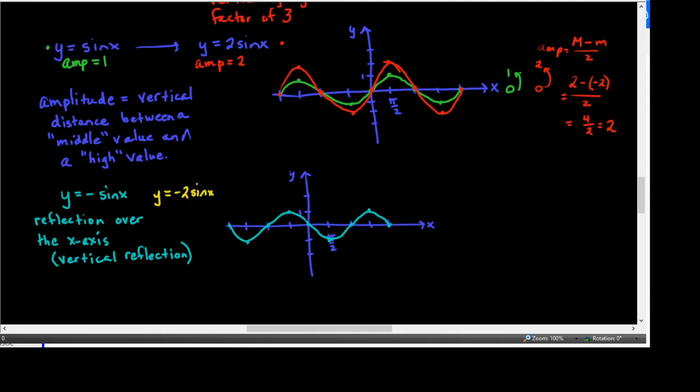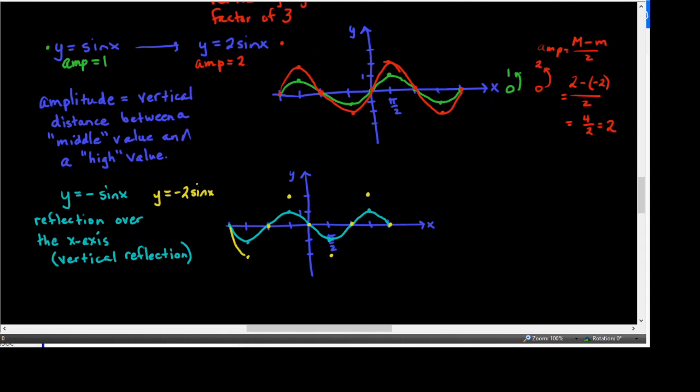So at 0, the output is 0. 0 times -2 is 0. The pi over 2 output is 1. 1 times -2 is -2. 0 times -2 is 0. -1 times -2 is +2. And 0. And you can see the sinusoidal nature. So this over here will be high, middle, low, middle.